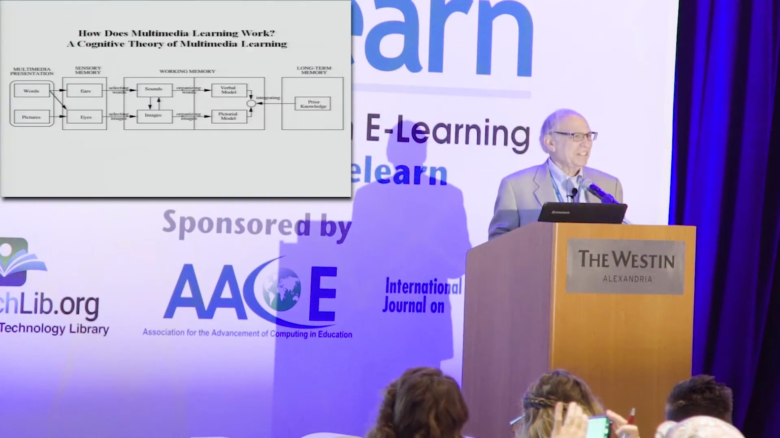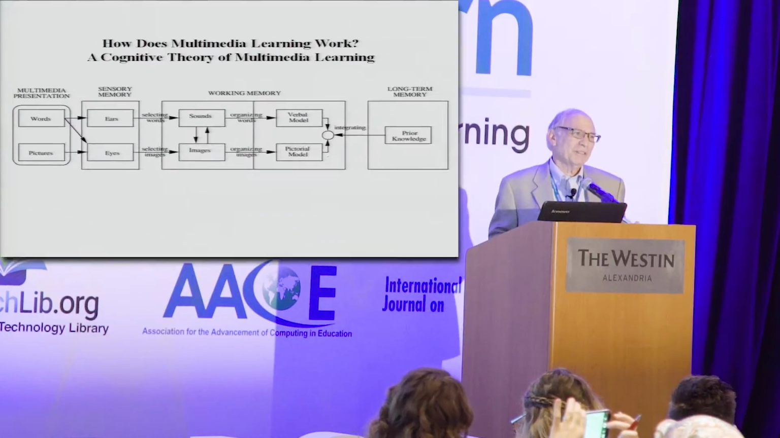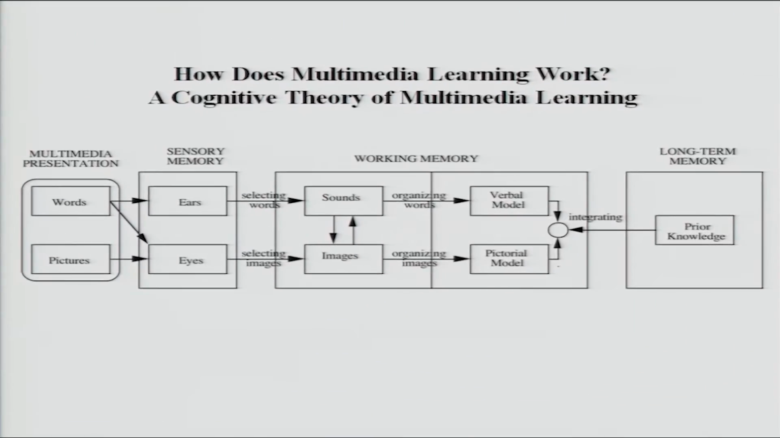Every cognitive scientist has to have a flow chart, and this is my flow chart. So the idea here is that information comes in from the outside world, and for some reason, it always comes in from the left side. I don't know why. Here we have words and pictures that come. The pictures come in through our eyes. The words, if they're spoken, through our ears. If they're printed, through our eyes.